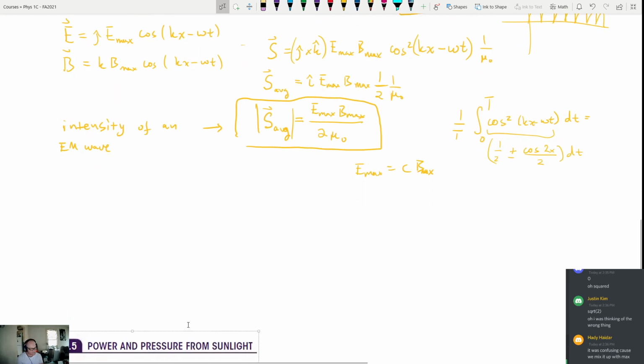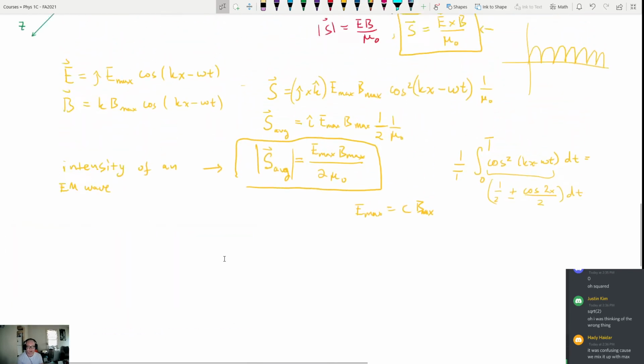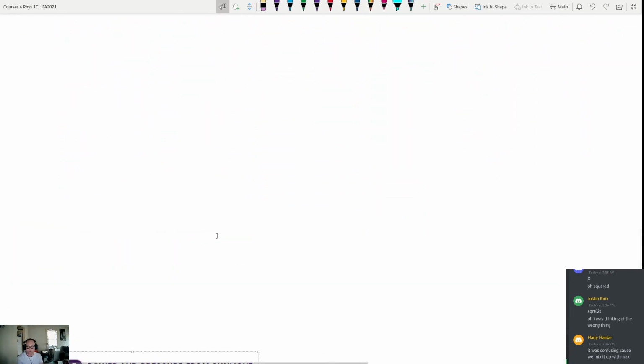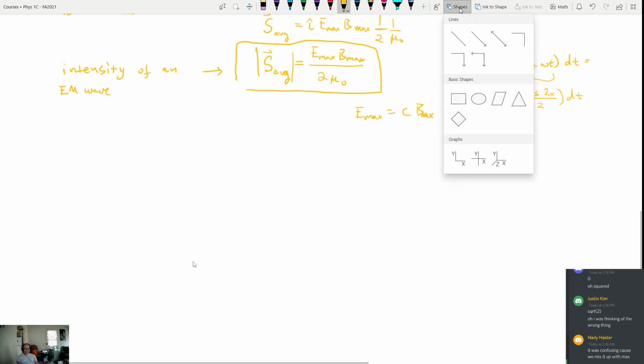And we can use this to solve a problem here. Wait, power and pressure, that's... Sorry, we can't do this one yet. Not yet. So we're going to have our own problem here. This is where I'm going to make up a problem. So we can relate the Poynting vector to something that you can relate to, I think.